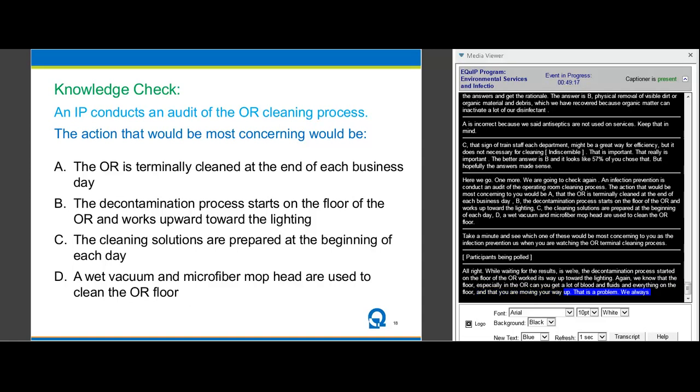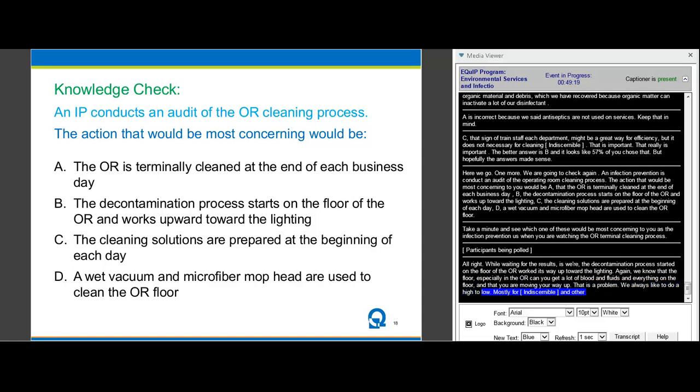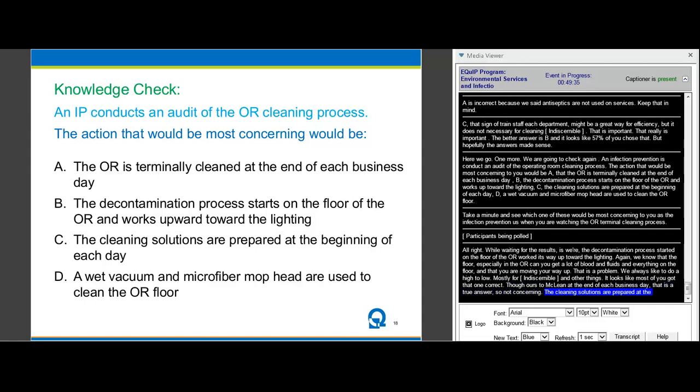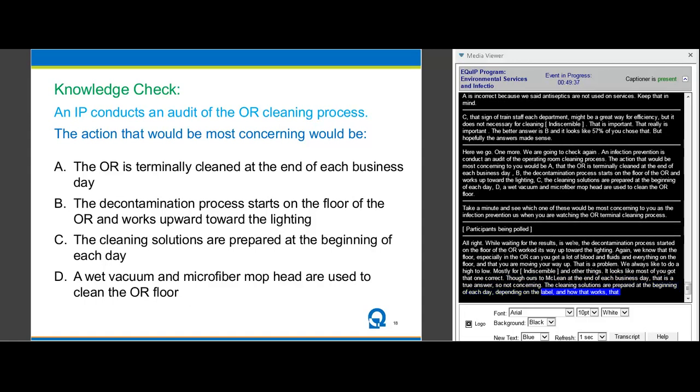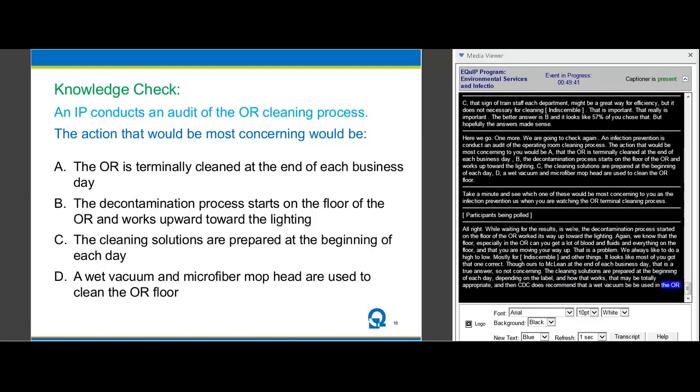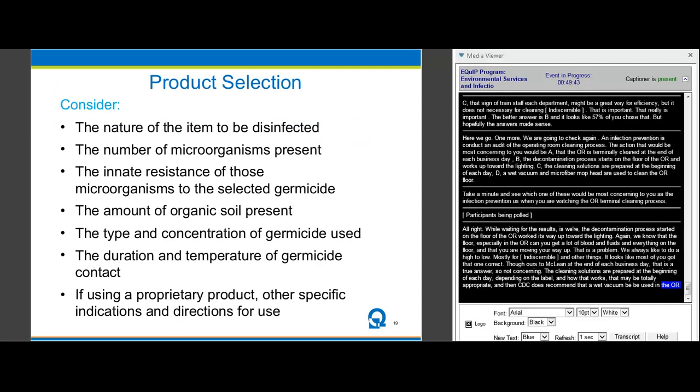A, the OR is terminally cleaned at the end of each business day. That is a true answer, so not particularly concerning. C, the cleaning solutions are prepared at the beginning of each day. Depending on the label and how that works, that may be totally appropriate. And then CDC does recommend that a wet vacuum be used on the OR floor during the terminal clean, and that microfiber mop heads are actually another option for the OR. So very good. Thank you very much for that.